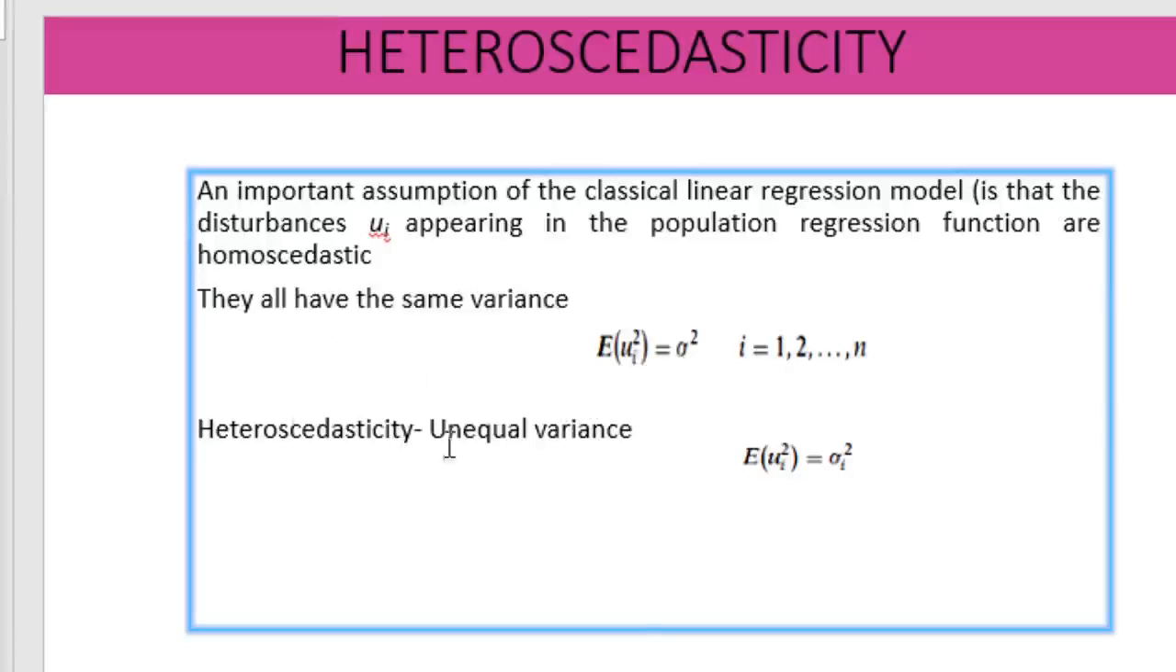Heteroscedasticity is the unequal variance, and it is denoted as expected value of ui square equals sigma i square. This we already discussed. Homoscedasticity is the assumption, and heteroscedasticity is the violation, or the unequal variance. In this section we discuss the nature of heteroscedasticity, its consequences, how to detect it, and the remedial measures.